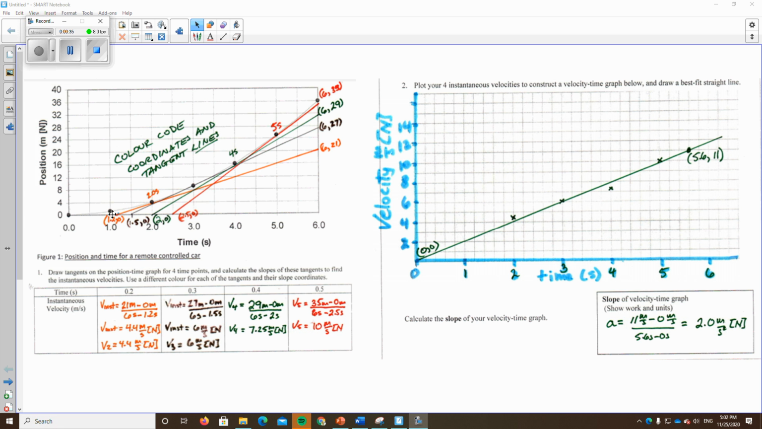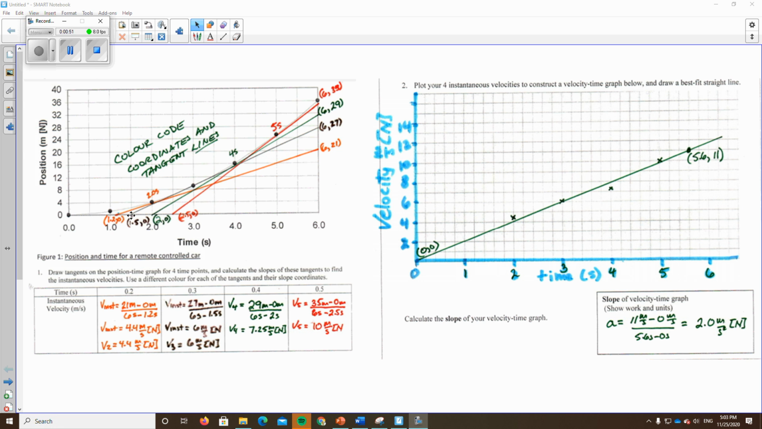So anyway, what's going on here is you're going to draw your tangent. So we'll be looking at the 2-second one, which is orange here. You draw your tangent, do it in pencil, and then you determine your coordinates, okay? And you're going to determine the velocity either on the graph or just underneath like we have here.